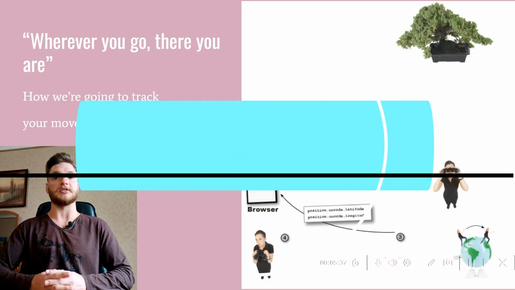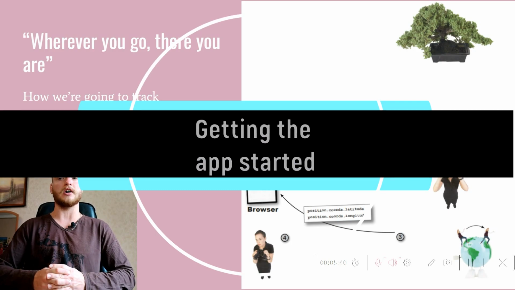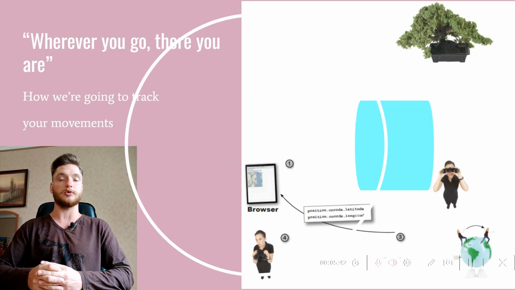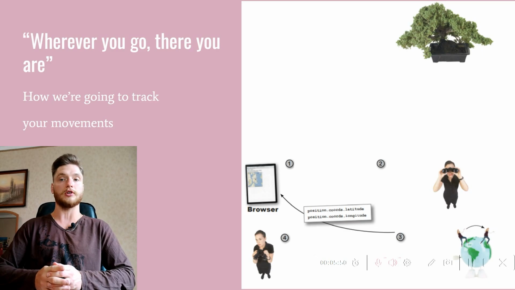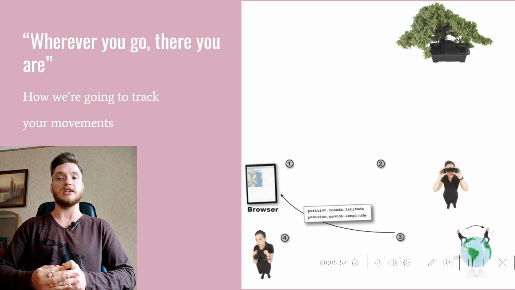Getting the app started, we're going to use our previous code as a starting point. First, we're going to add a couple of buttons to the HTML so that we can start and stop the tracking of your location. Why do we need the buttons?